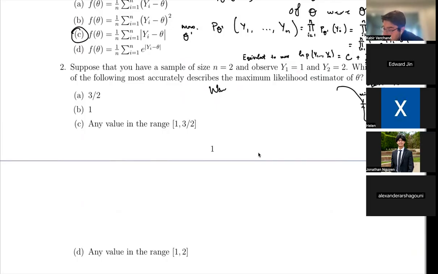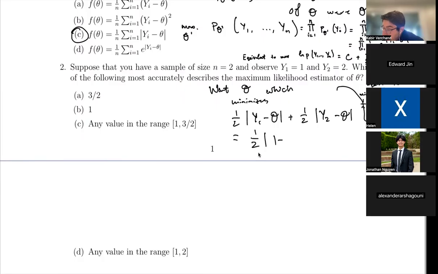So we want theta which minimizes 1/2 |y1 minus theta| plus 1/2 |y2 minus theta|. We're given y1 and y2, so this is 1/2 times the absolute value of 1 minus theta, plus 1/2 times the absolute value of 2 minus theta. And then we want to minimize this quantity in theta. Now, we can do a little bit of guess and check work just to narrow our range down a little bit. So let's call this f of theta.